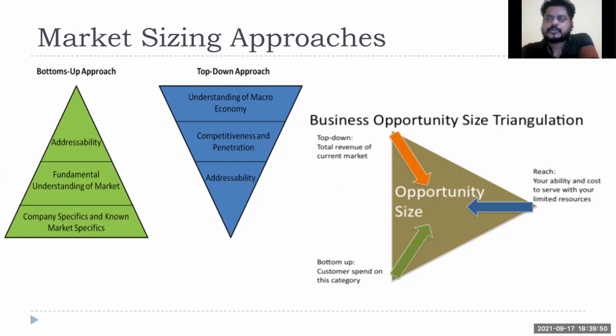So whenever you do this kind of estimation, try to take all the information: top-down, bottom-up, and your own company's resources available. That is where the triangulation makes sense. Triangulation means all three factors, all three parameters, you are taking into consideration to reach a goal, to pinpoint it and have better accuracy.